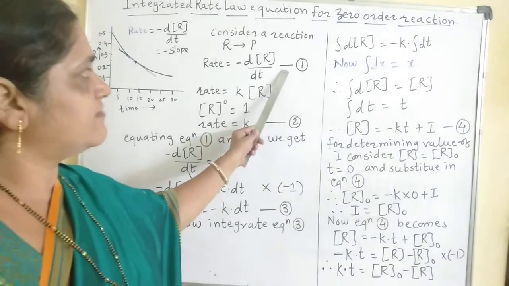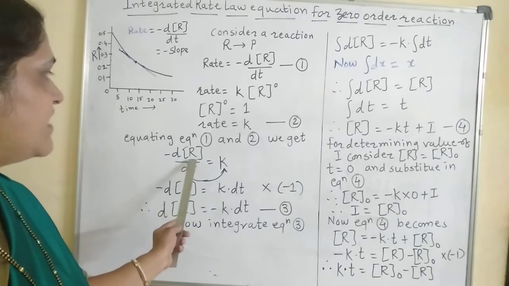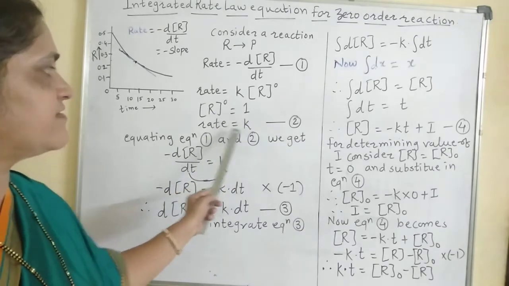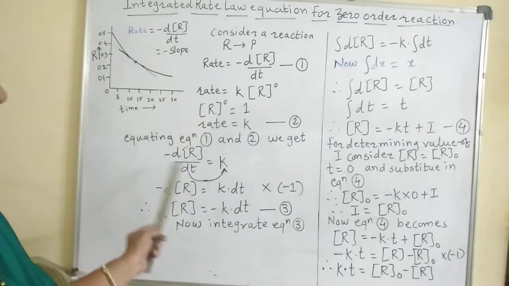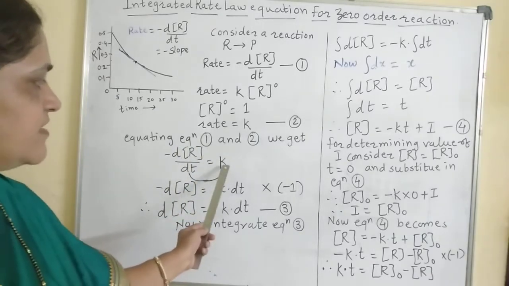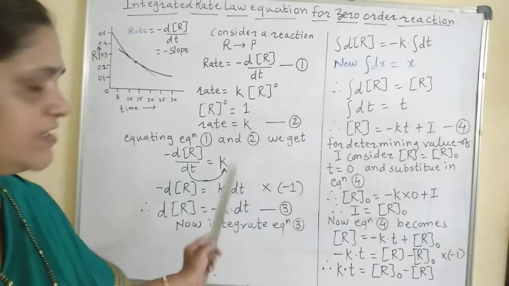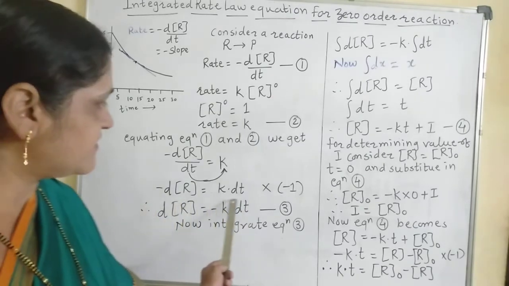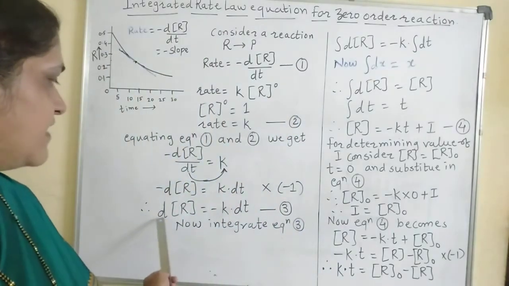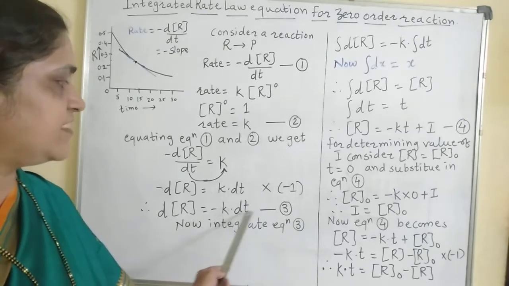Now equating equation 1 and equation 2, we get minus d[R] upon dt is equal to k, because [R] raised to 0 is equal to 1 and therefore rate is equal to k. Now I am shifting this dt to the other side, so I get minus d[R] is equal to k into dt. Now I am multiplying this whole equation by minus 1, so that d[R] will be positive and it is equal to minus k into dt, which is negative.